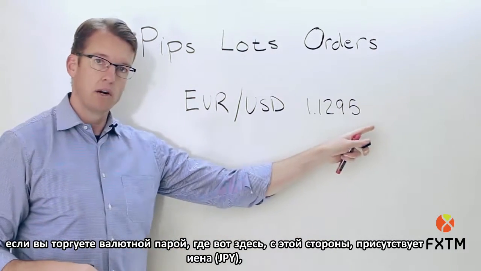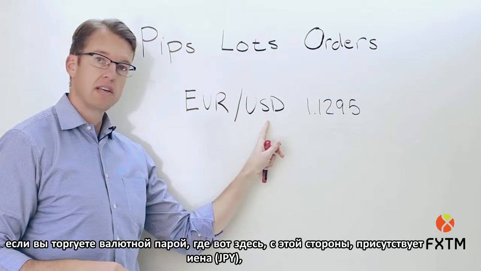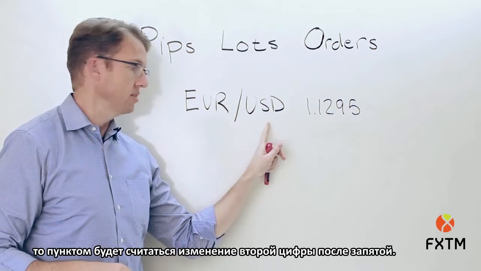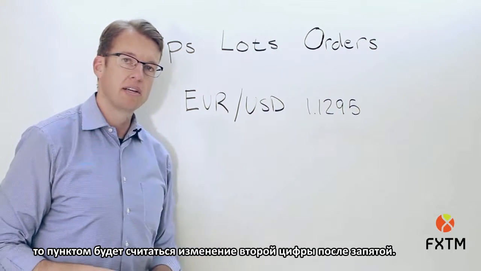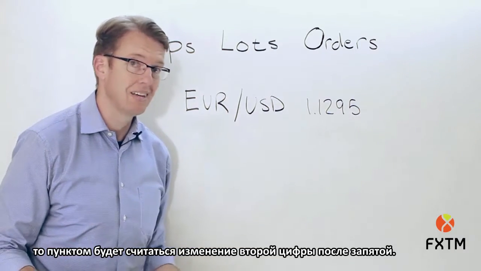Now the exception to this rule, where the pip stands for the fourth decimal place, is of course going to be anything where you have the yen on this side of the exchange rate. If the yen is on this side of the exchange rate, then a pip will be the second decimal place.